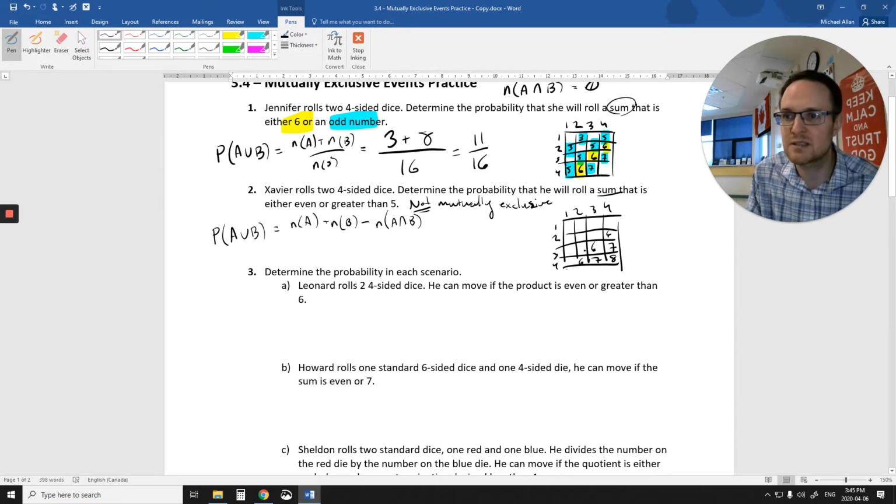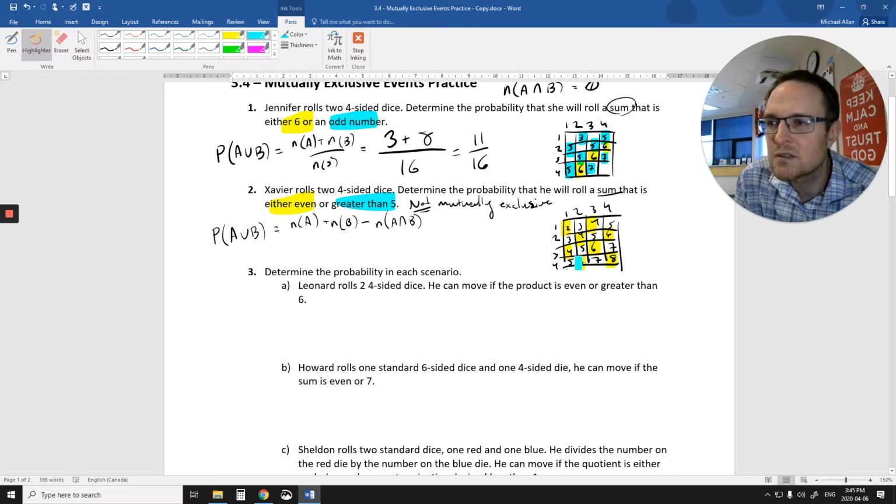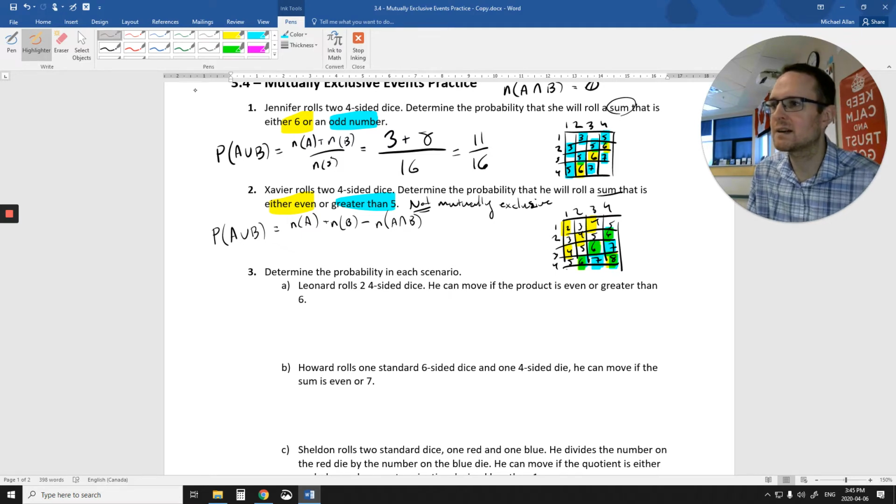And you can see that when we do this sample space here: 5, 5, 5, 5, 4, 4, 4, 3, 3, and a 2. Okay. So I'm going to go through and just highlight. Let's do the even ones first: 2, 4, 4, 4, 6, 6, 6, 8. Now I'm going to highlight the greater than 5 numbers, greater than 5, but not equal to 5. So that's 6, 6, 6, 7, 7, 8. Oh, so the 8 and the 6s are overlapped there.